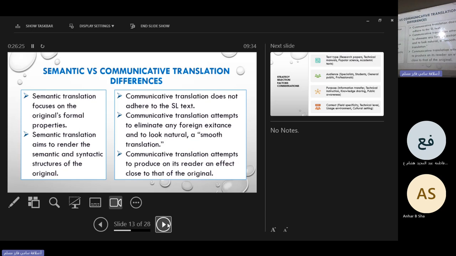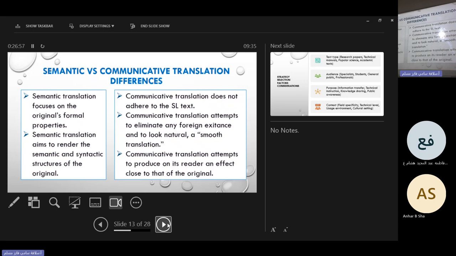Okay? هذا هدف. Exactly. It is biased to the source language. بينحني أكثر للsource language text. On the other hand, the communicative translation does not adhere to the source language text. ليش؟ لأنه هدفها في النهاية مش الأوريجينال text، هدفها توصل المعلومة للتارجت text.